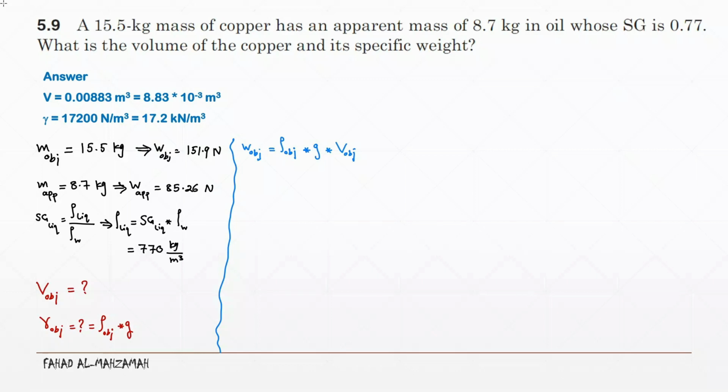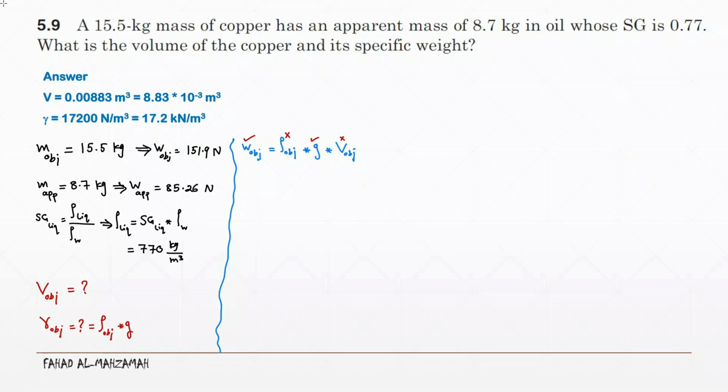Now, the question is, do we have the rho of object? No. Do we have G? Yes. Do we have the volume of object? No. Okay, now we have a problem. But can we find the weight of object? Yes, it's already there. We have it. So here we have the weight of object. So now we have two unknowns. We need to solve one of them. We need to find one of them.